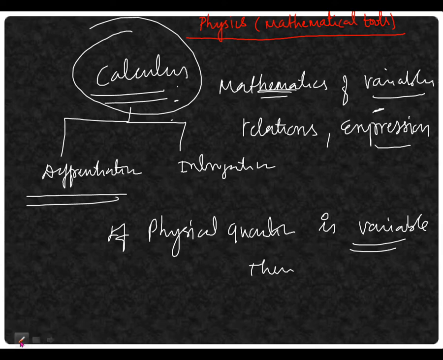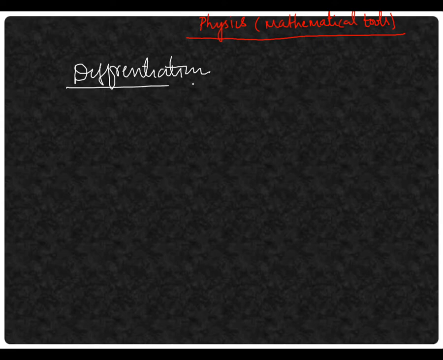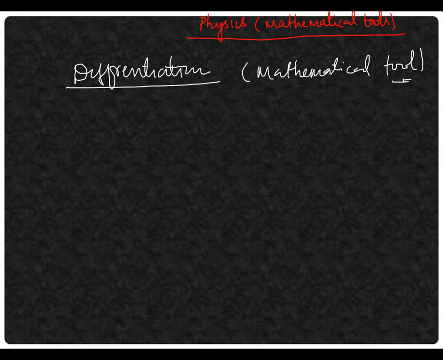So first of all, we discuss differentiation. Differentiation is a mathematical tool, like other tools such as addition, subtraction, square root, cube root. But differentiation is only applicable on variables. The differentiation is always applicable on the variables.